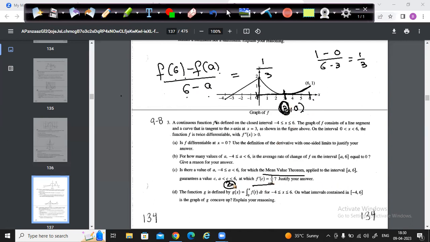So is there a value of c? Yes, there is a value of c, and the value of c should be 3. The function is continuous and differentiable. And when you apply the mean value theorem, we get the answer as 1 by 3. So hence the answer should be c is equal to 3.